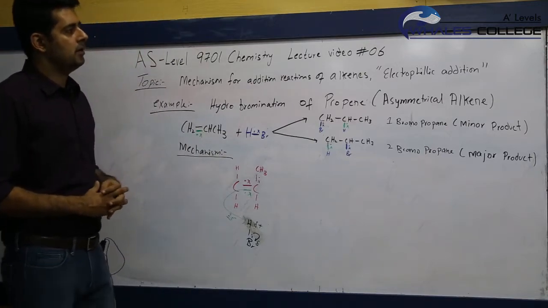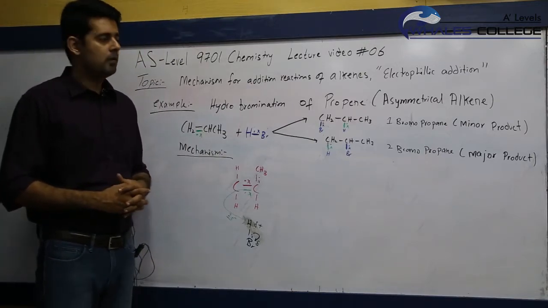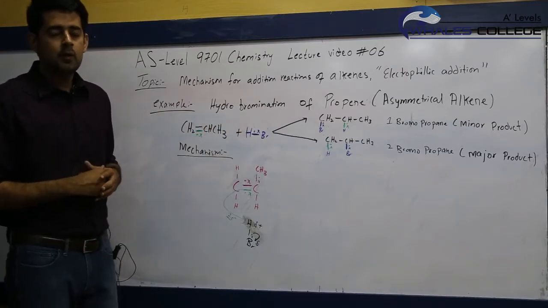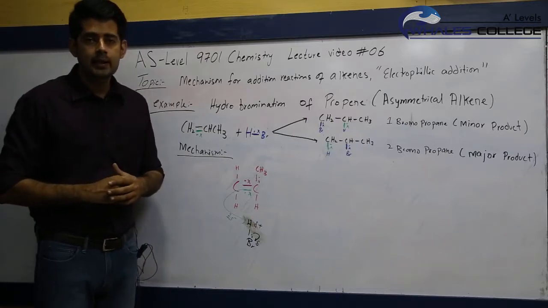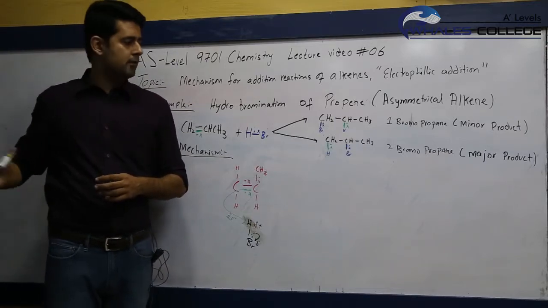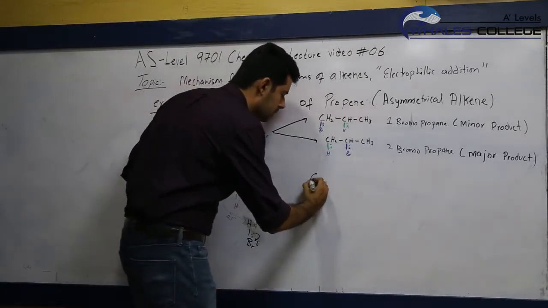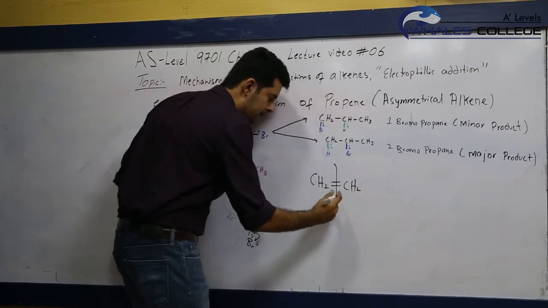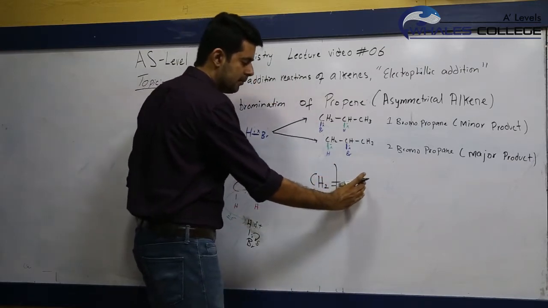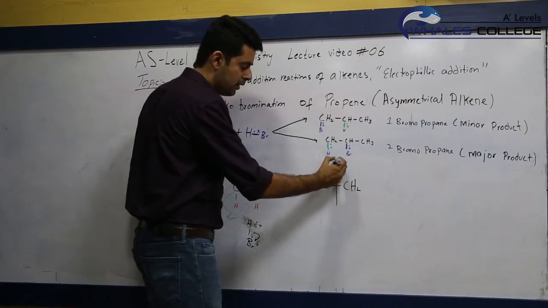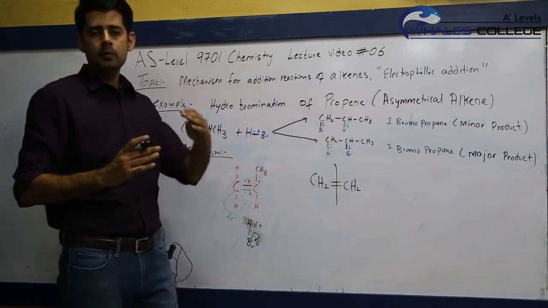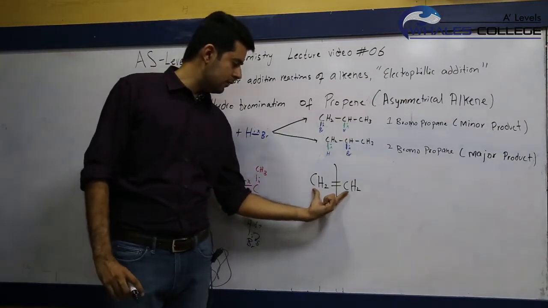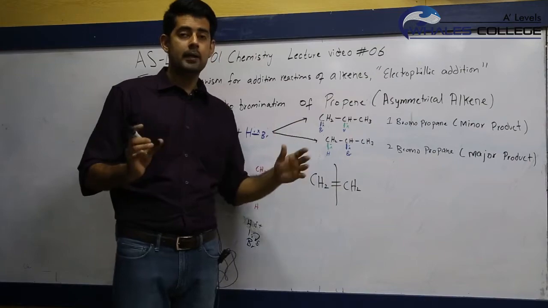In the previous lecture video 05, we discussed the hydrobromination of ethene. Now, ethene is a symmetrical alkene. What do I mean by the term symmetrical? In ethene, CH2 double bond CH2, this part of the molecule is the same as this part of the molecule. That means you can draw a line of symmetry which will divide the molecule into two equal halves. That means that both the carbons involved in the double bond are chemically identical.